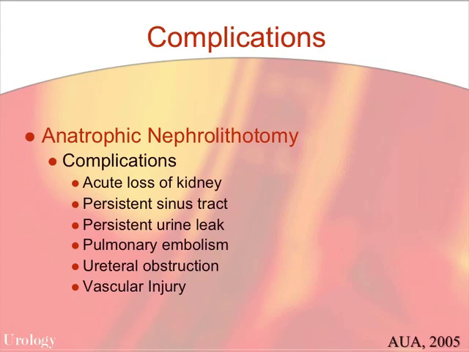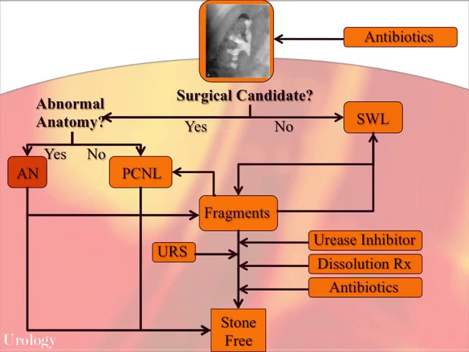Some of the potential complications with these procedures include losing the kidney, if you have a persistent sinus tract, persistent urine leak, ureteral obstruction, vascular injury, and there was a couple of reports of pulmonary embolus in the literature. So anatrophic nephrolithotomy is likely reserved for patients that have failed PCNL and it hasn't been successful. If they have anatomic abnormalities like infundibular stenosis, although there's potential ways within PCNL to get around that, or in morbid obesity, the literature has commented that this might be a viable option.